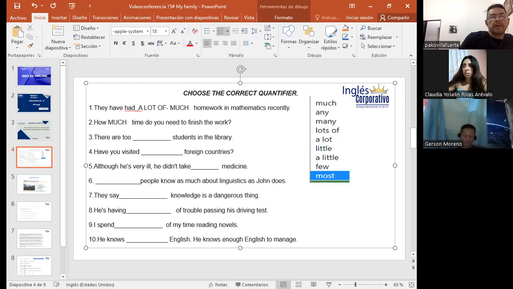Okay. There are too few students in the library. Two? Few? No, that's an edge. Much. No, because students is countable. Many? Many, yes, too many students. So we can count students. We can count too many students in the library. So that will be the best choice for this statement. Help me with the number four.